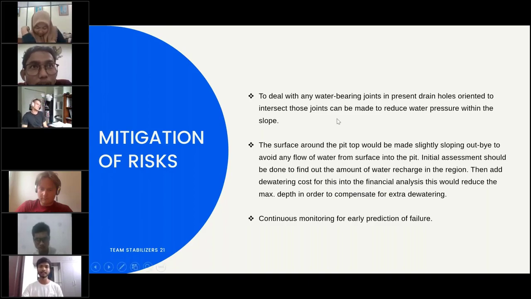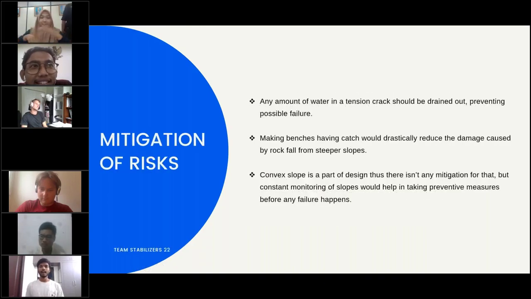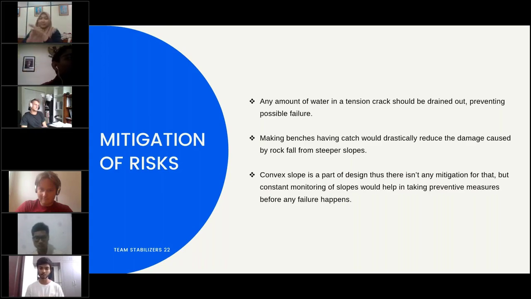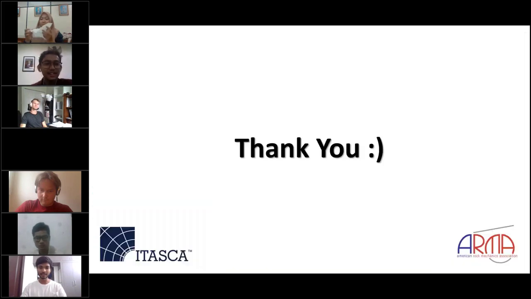Continuous monitoring can prevent any failure or will make us ready for it. And making benches would make it more stable if needed. Making some catch benches would reduce damage due to rock falls, as it would slow them down. Convex slopes might cause instability, but constant monitoring would help us mitigate that.